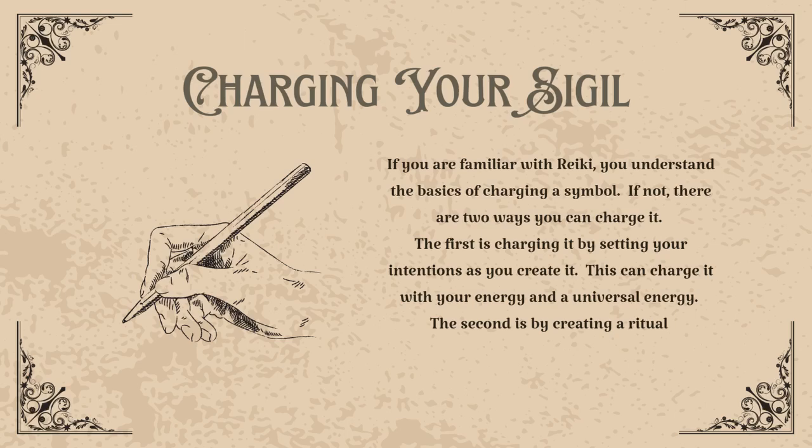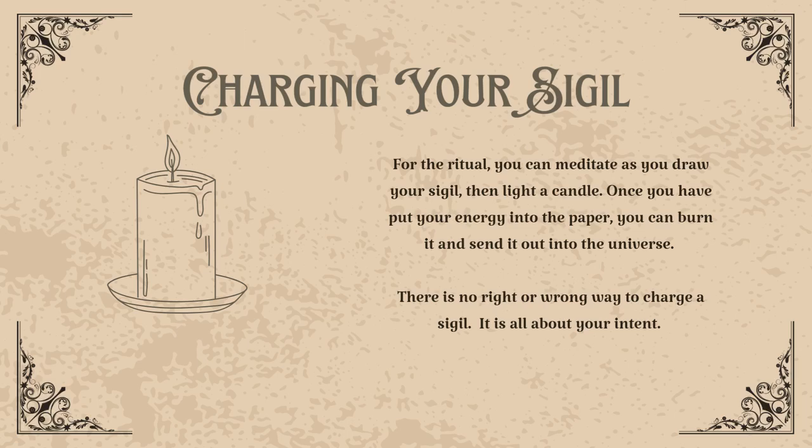The second is you can create a ritual. For the ritual, you can meditate as you draw your sigil, then you can light a candle. Once you have your energy into this paper, you can burn it and send it out into the universe, and then take the ashes and throw them outside, bury them in the ground, however you want to end your ritual. Again, there's no right or wrong way to charge a sigil. It's about your intent, and your imagination is the only thing that limits you.